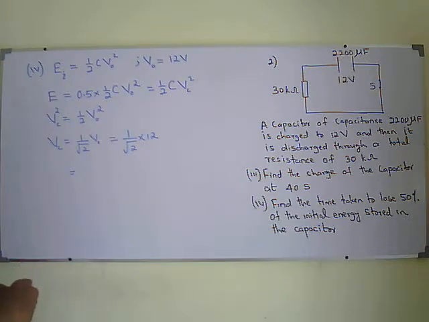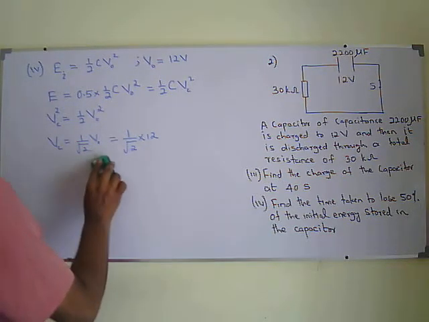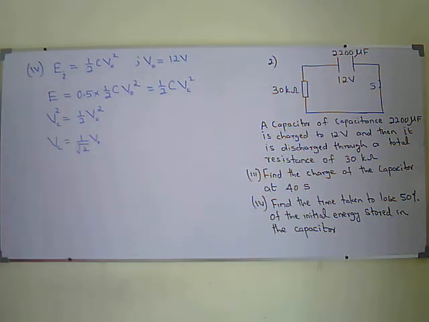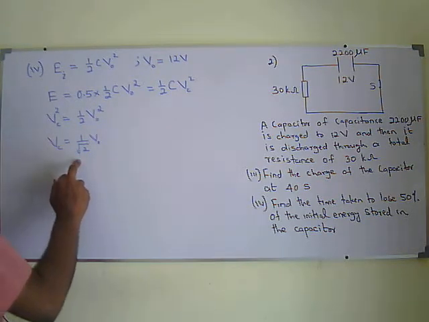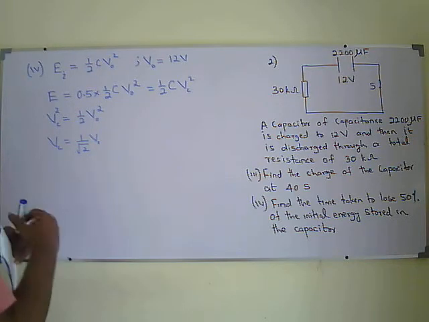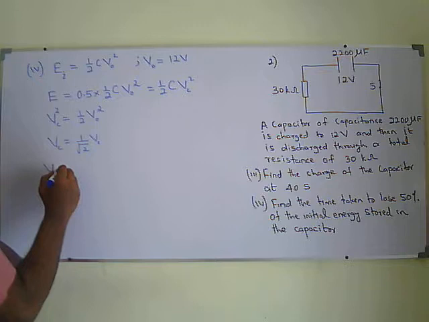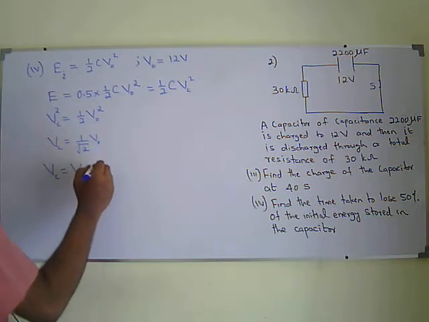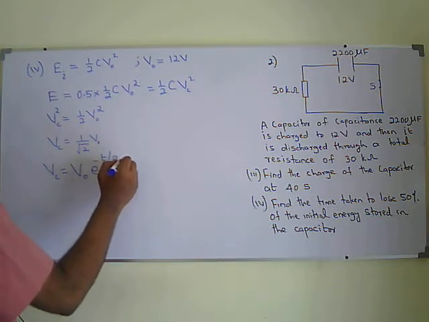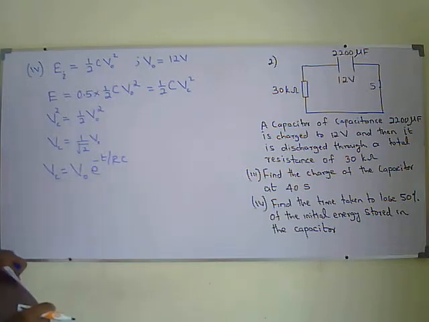We'll find that value without substituting the V0, and I can give you a conclusion at the end. So VC should become 1 over square root of 2 V0. So I can say the voltage across the capacitor is decreasing. So VC is equal to V0 e to the power minus T over RC. That's the way the voltage across the capacitor is decreasing.